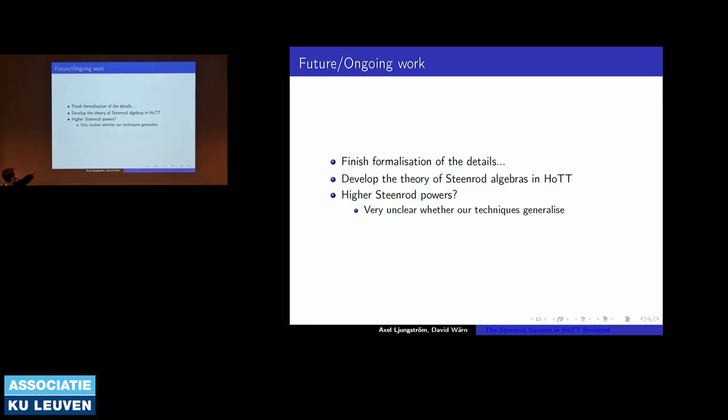Okay, so future ongoing work: finish the formalization of all the details here. We should develop the theory of Steenrod algebras in HoTT, and we should absolutely think about higher Steenrod powers. So we defined the Steenrod squares, but there are also higher powers for other prime numbers. It's very unclear whether our techniques generalize.